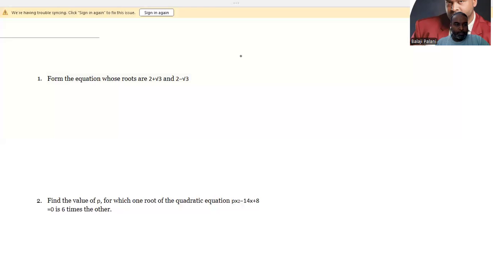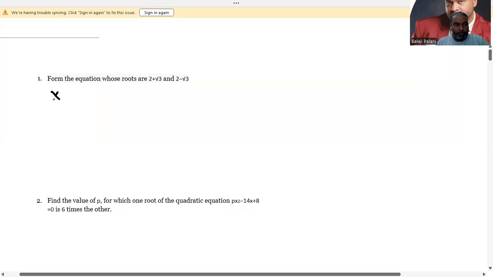Quadratic equations, I have chosen three important questions. Let's see how to solve them. First one is: find the equation whose roots are 2 plus root 3 and 2 minus root 3. So, we know the formula to form a quadratic equation.